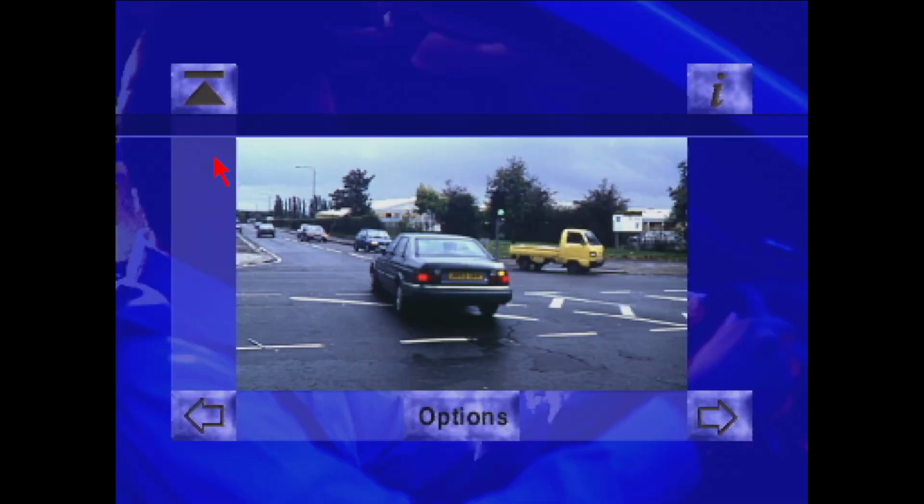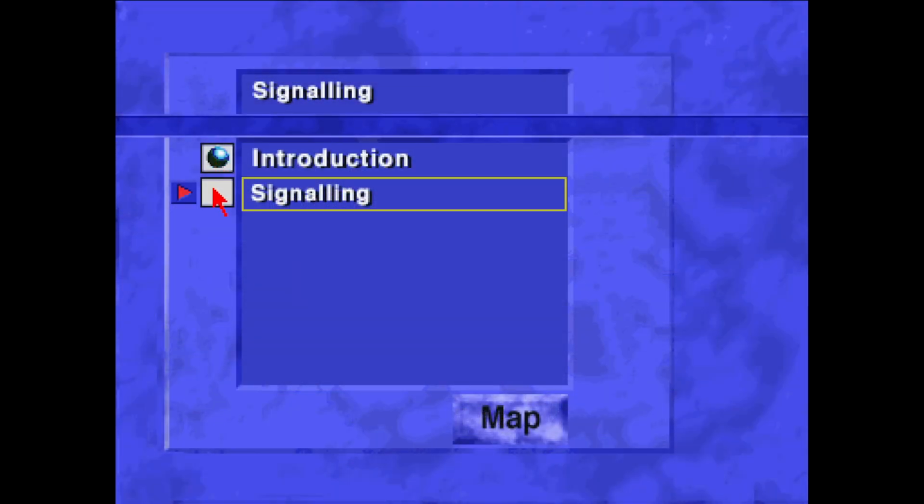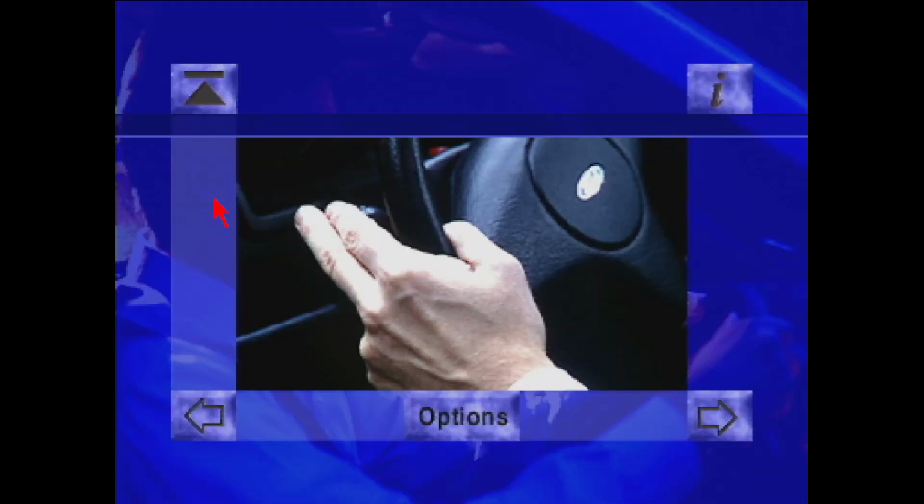In this module, you can explore the roadworthy approach to signalling. Signalling is an important but undervalued skill requiring forethought and precision. Poor signalling surprises and confuses other road users and sometimes causes accidents.